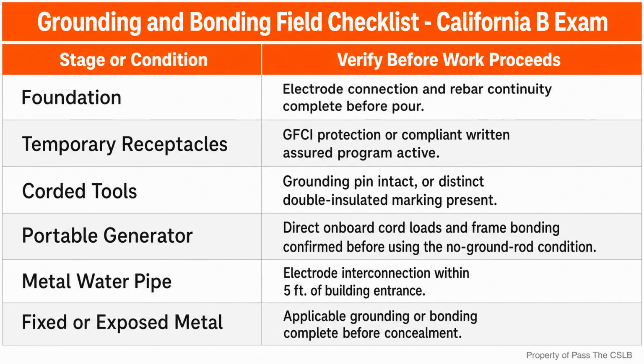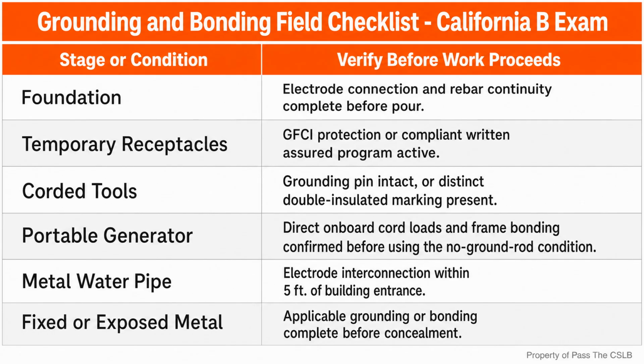I put a compact field checklist on screen because this topic is mostly about catching the right condition at the right time. At the foundation, I verify that the concrete-encased electrode work and reinforcing steel continuity are coordinated before the pour. At temporary power, I verify approved ground fault circuit interrupter protection or a properly administered written assured equipment grounding conductor program. At corded tools, I verify the grounding pin or the distinct double-insulated marking. At a portable generator, I verify the exact conditions before relying on the no ground rod rule. At metal water piping, I verify the grounding interconnection is within the first 5 feet of entrance.